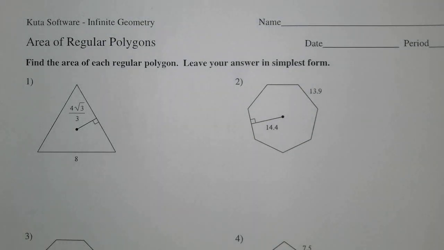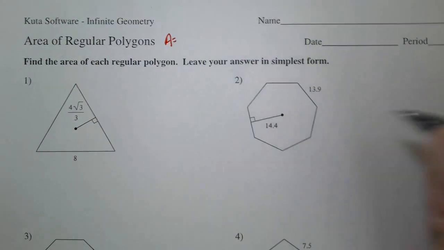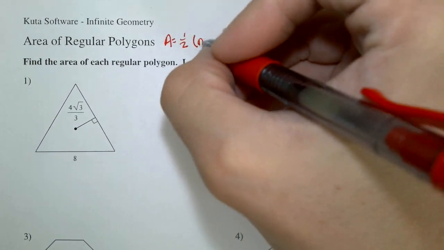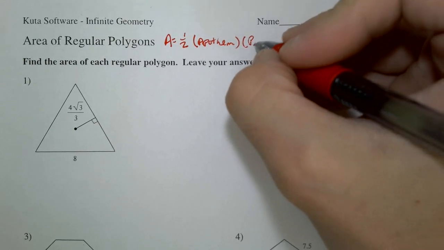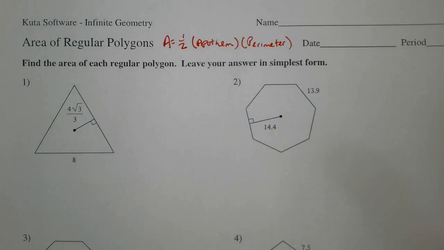Today we're going to be doing some area of regular polygons. There is a simple formula that you could know: the area of a regular polygon is 1/2 the apothem times the perimeter, which is convenient if you have the apothem. It's very inconvenient if you do not have the apothem.